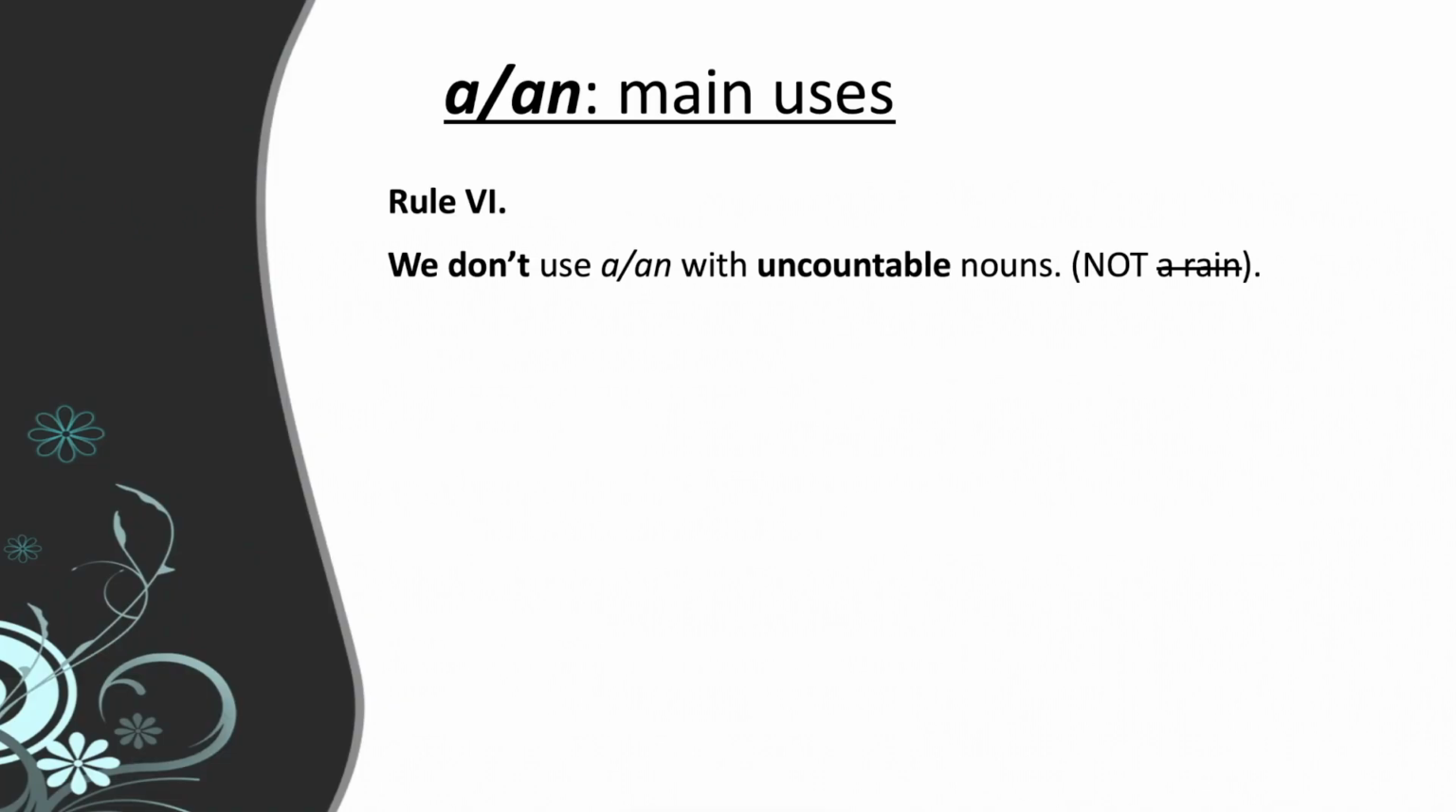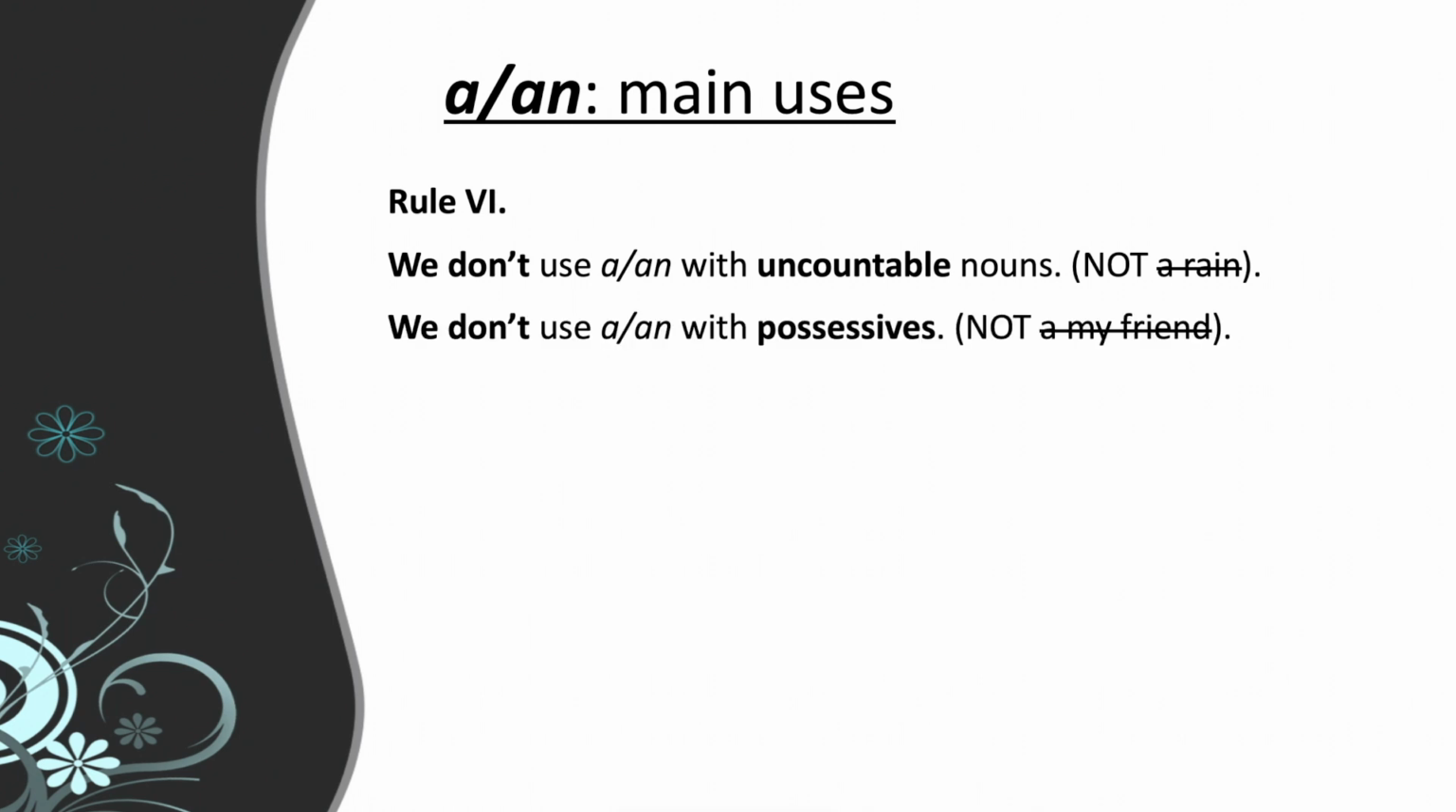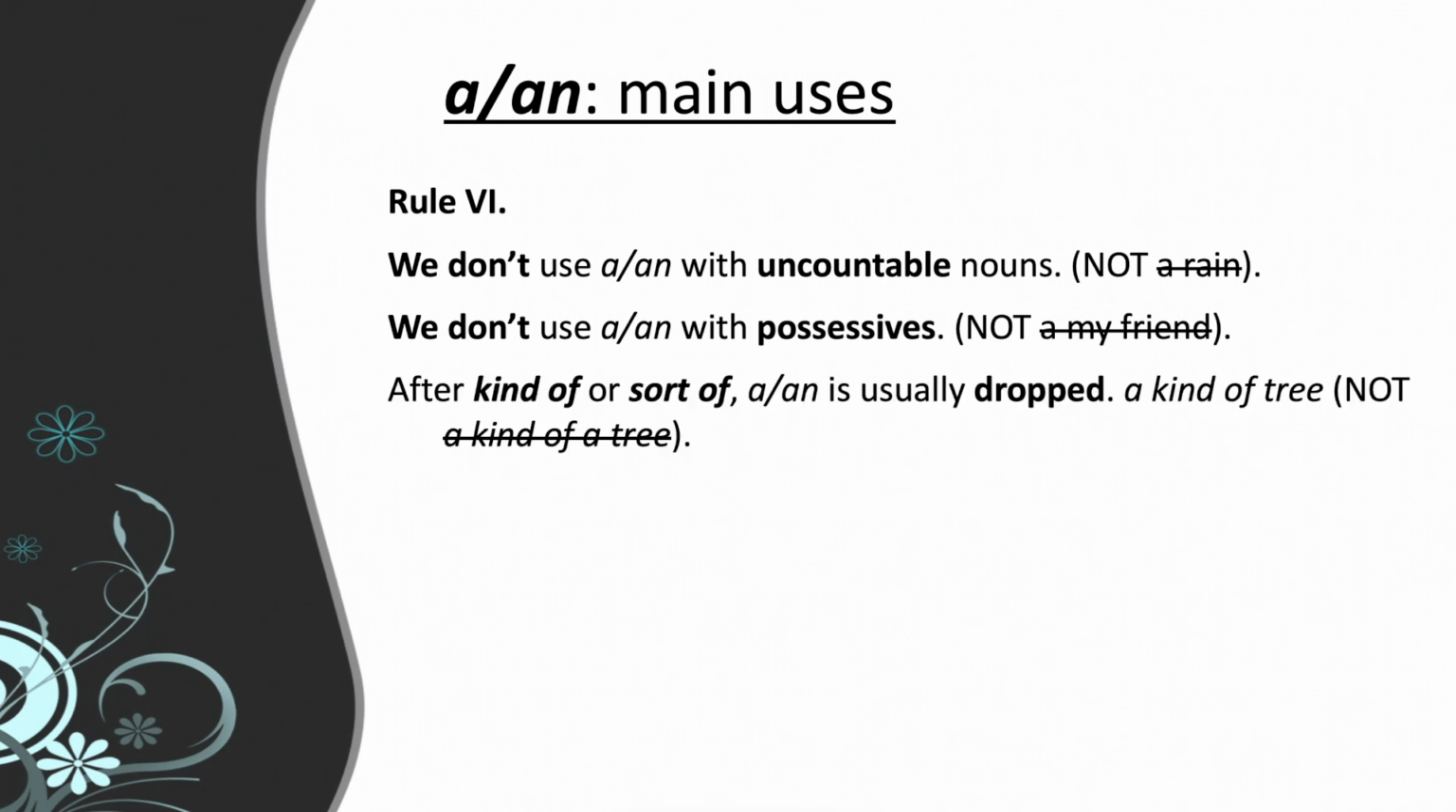We don't use a or an with uncountable nouns. Remember, a and an mean one. So we can't say a rain. We can say a raindrop, but we can't count rain. We don't use a or an with possessives. So don't say a my friend. Just say my friend or a friend of mine. After kind of or sort of, we usually don't use an article. We say a kind of tree, not a kind of a tree.